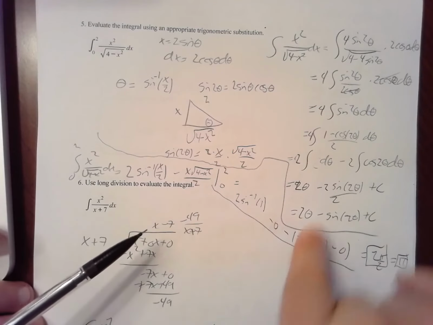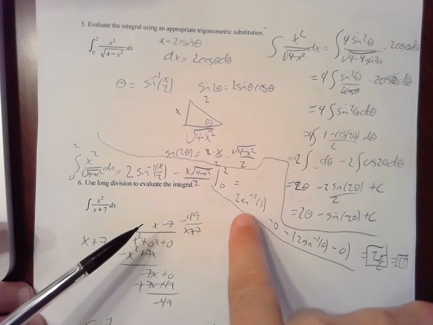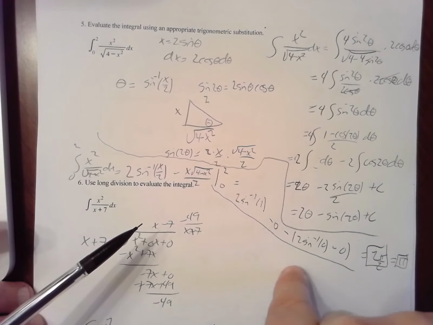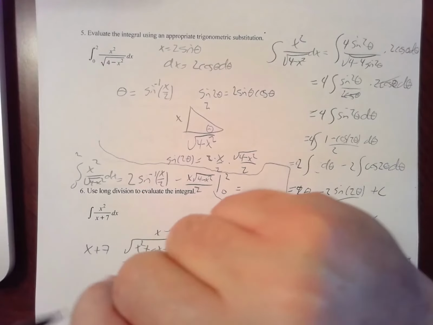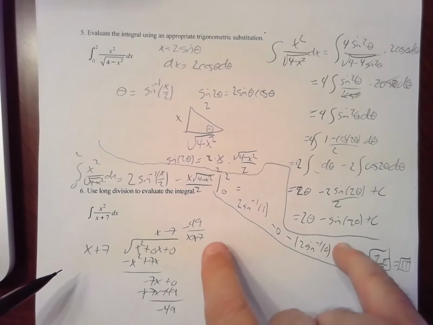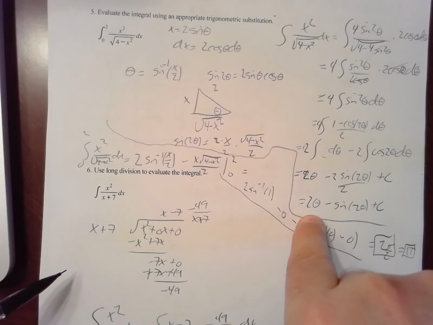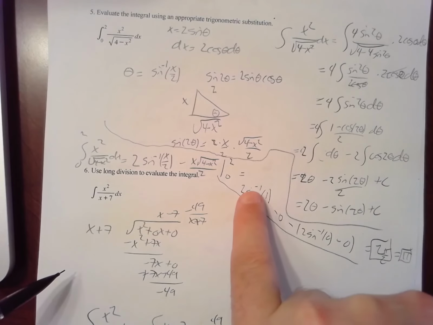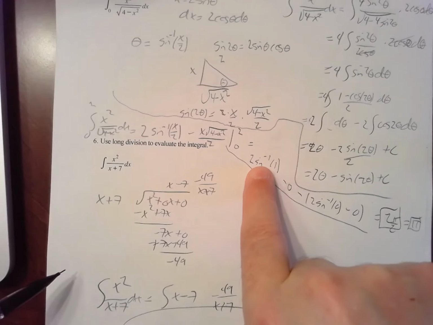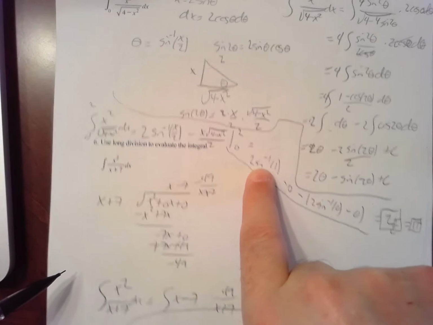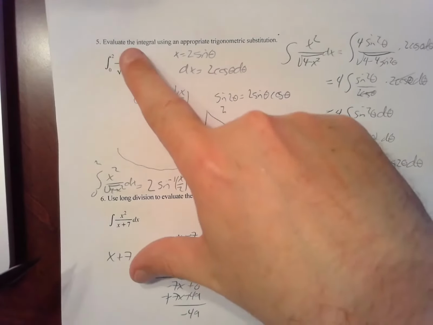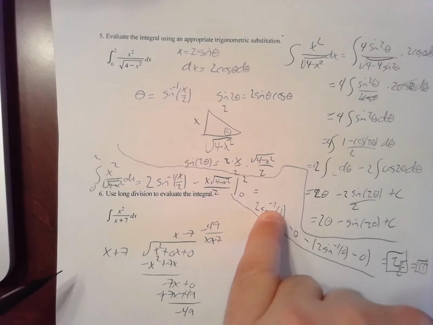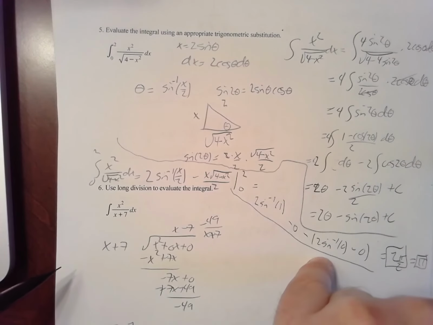Let's see. Where is my final answer? Oh, so a definite integral, so I had to plug in some limits here. Okay, so right here, theta is arcsine of x over 2. So when I plug in a 2, 2 over 2 is 1. I want arcsine of 1 minus arcsine of 0.